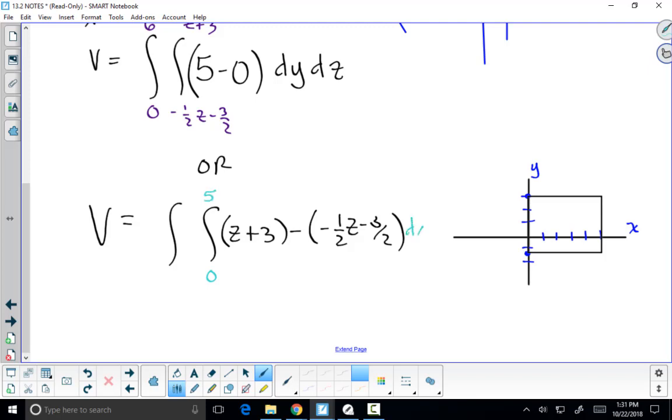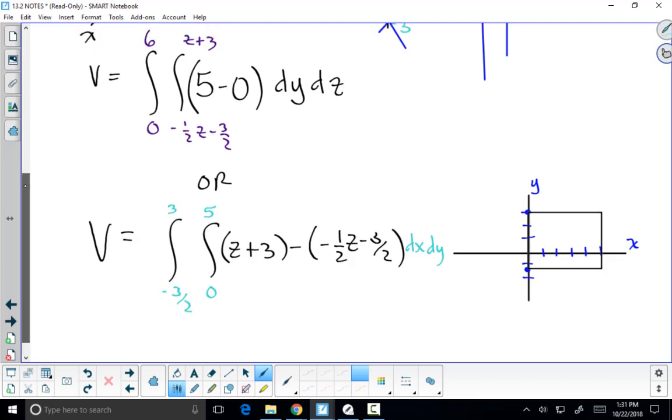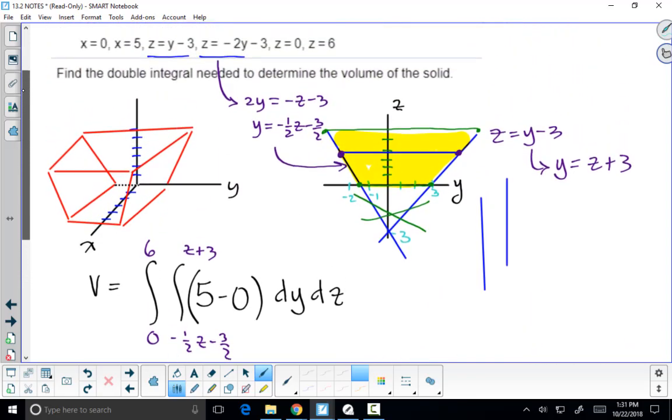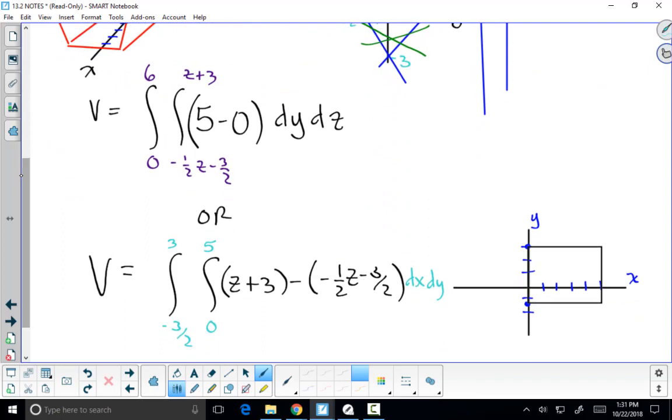We'll do dx, dy. dy goes from -3/2 up to 3. Okay, so now this surface, though, we've got z as the variable there, which is bad, because we're integrating with respect to x and y. Let me just think for one second there.